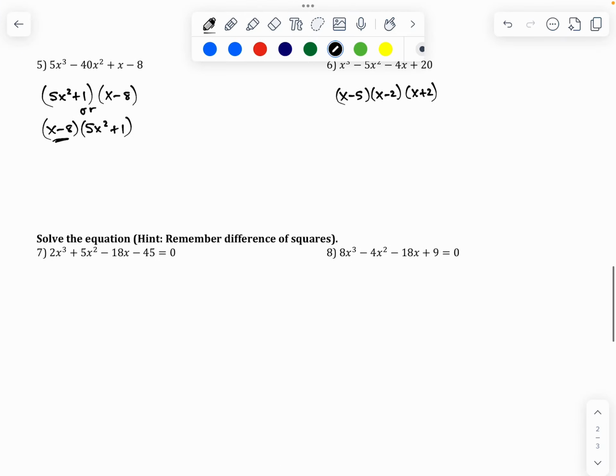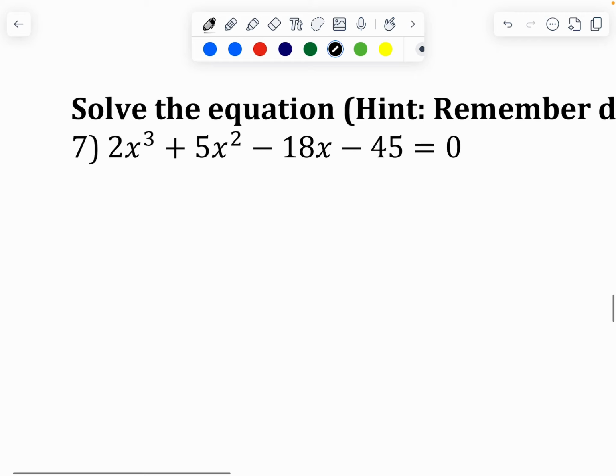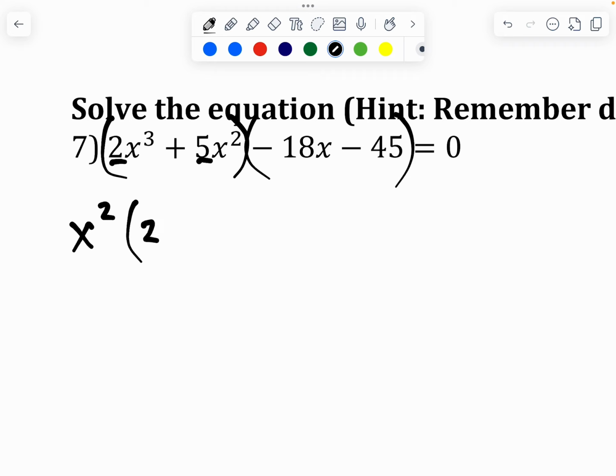Okay, all right, so we're going to take a look at the bottom ones. Number 7. We have 2x cubed plus 5x squared. We're going to do these just the way we did before, except we are going to have to solve them now. And remember, we always want to check for the difference of two squares. So 2 and 5, nothing in common. We only have an x squared in common, so we're going to be left with 2x plus 5.